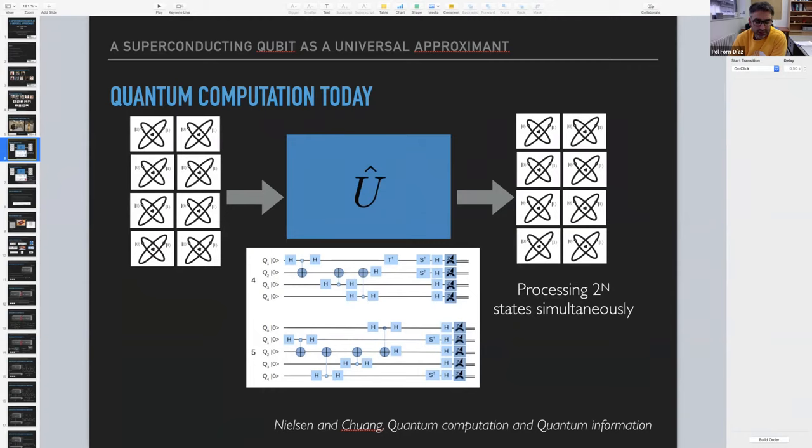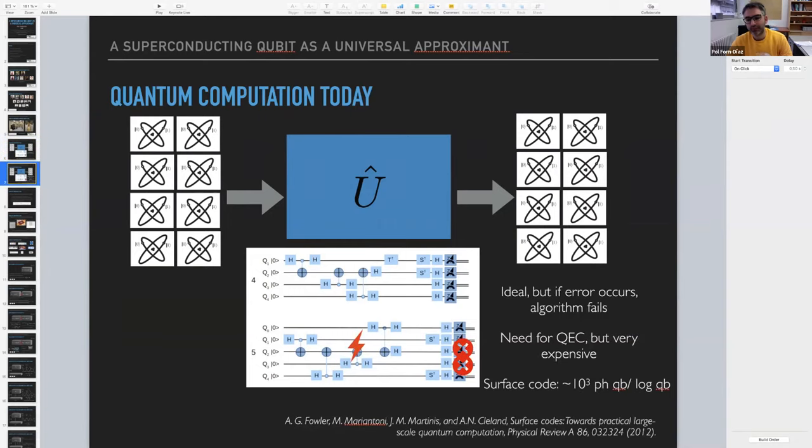And here I'm showing just a couple of example circuits, where each horizontal line corresponds to the time evolution of a single qubit and all the operations that are applied to that qubit, and at the end, you do the measurement. So these quantum algorithms can process all the Hilbert space of the set of qubits. But in reality, there could be errors. There could be decoherence, and one of the gates may be faulty, one of the qubits may decohere, and then you introduce errors, and these errors propagate throughout your circuit and end up giving you the wrong answer.